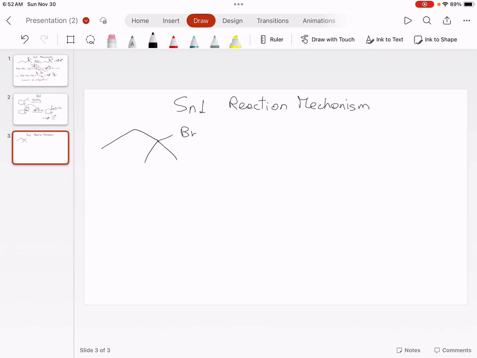We are using a bromide and we're going to react it with a weak nucleophile. Weak nucleophiles are usually either water or alcohols. The overall product of this reaction is the classic substitution. This reaction is used to make, in this particular case, alcohols.